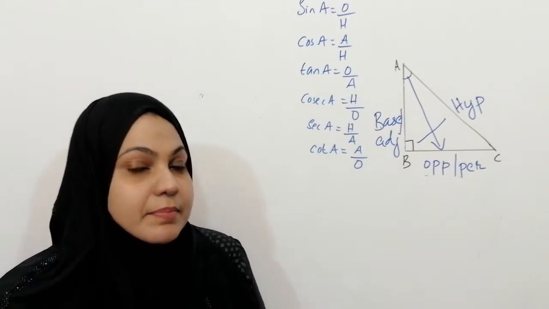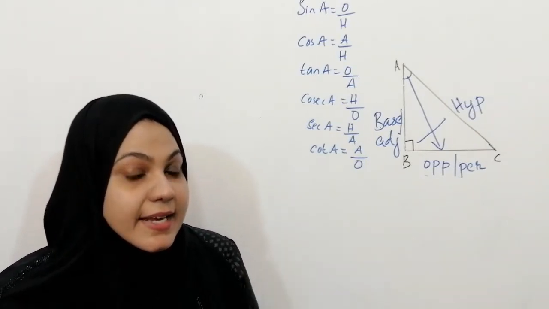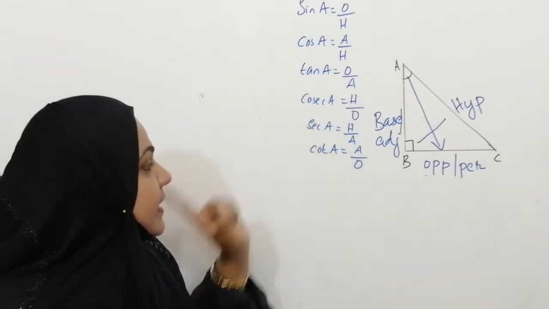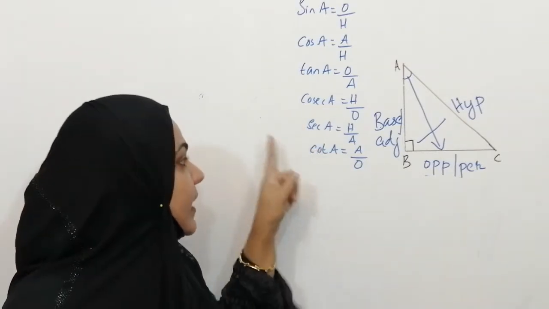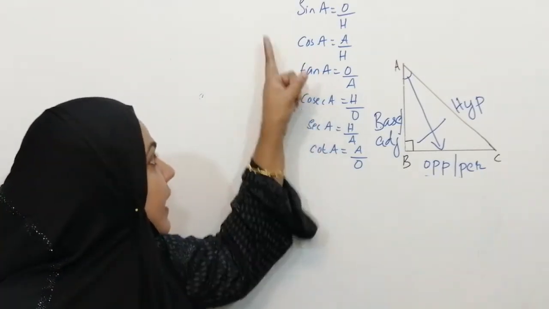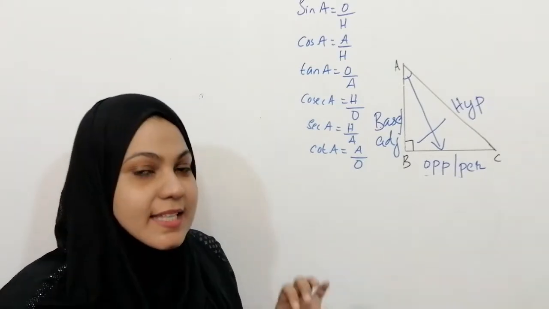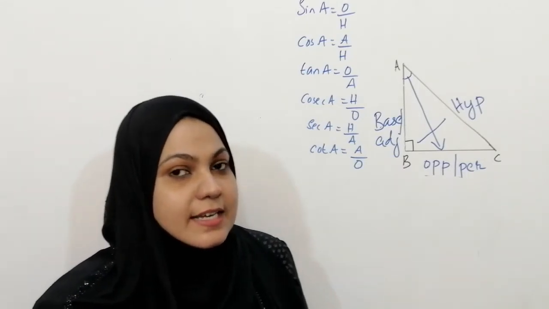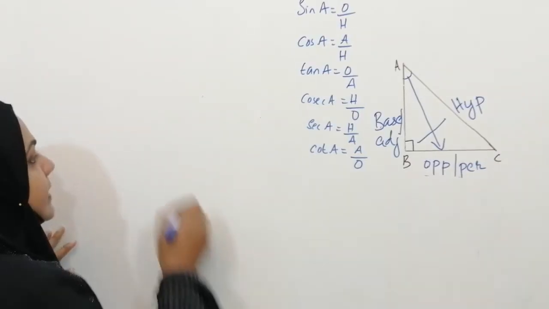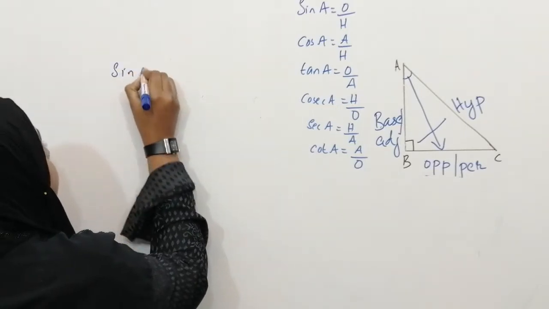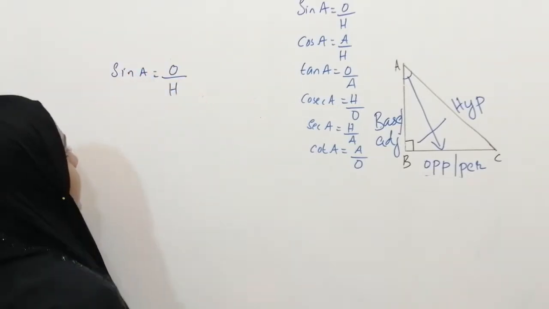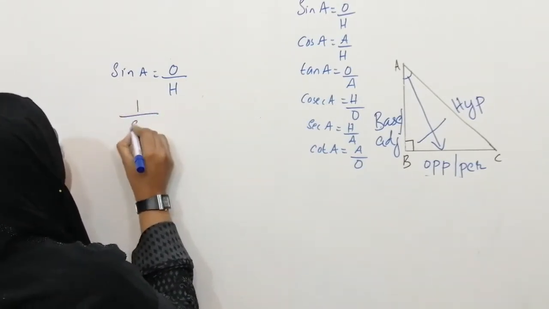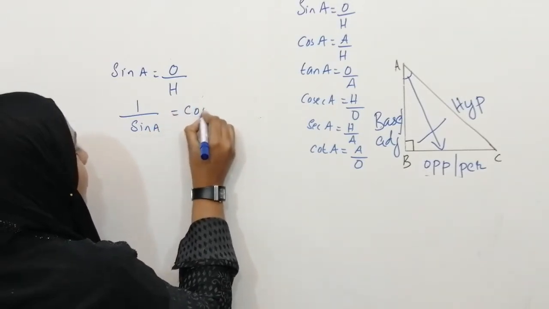First we learn 3 basic trigonometric ratios, that is sin A, cos A and tan A. Using those trigonometric ratios, we found cosec A, sec A and cot A. So you understood cosec A, sec A and cot A are the reciprocal of sin A, cos A and tan A respectively. Using these 6 trigonometric ratios, we can find some more formulas related with trigonometric ratios. I already said sin A is equal to opposite by hypotenuse. So I said cosec A is the reciprocal of sin A. So I can write 1 by sin A is equal to cosec A.